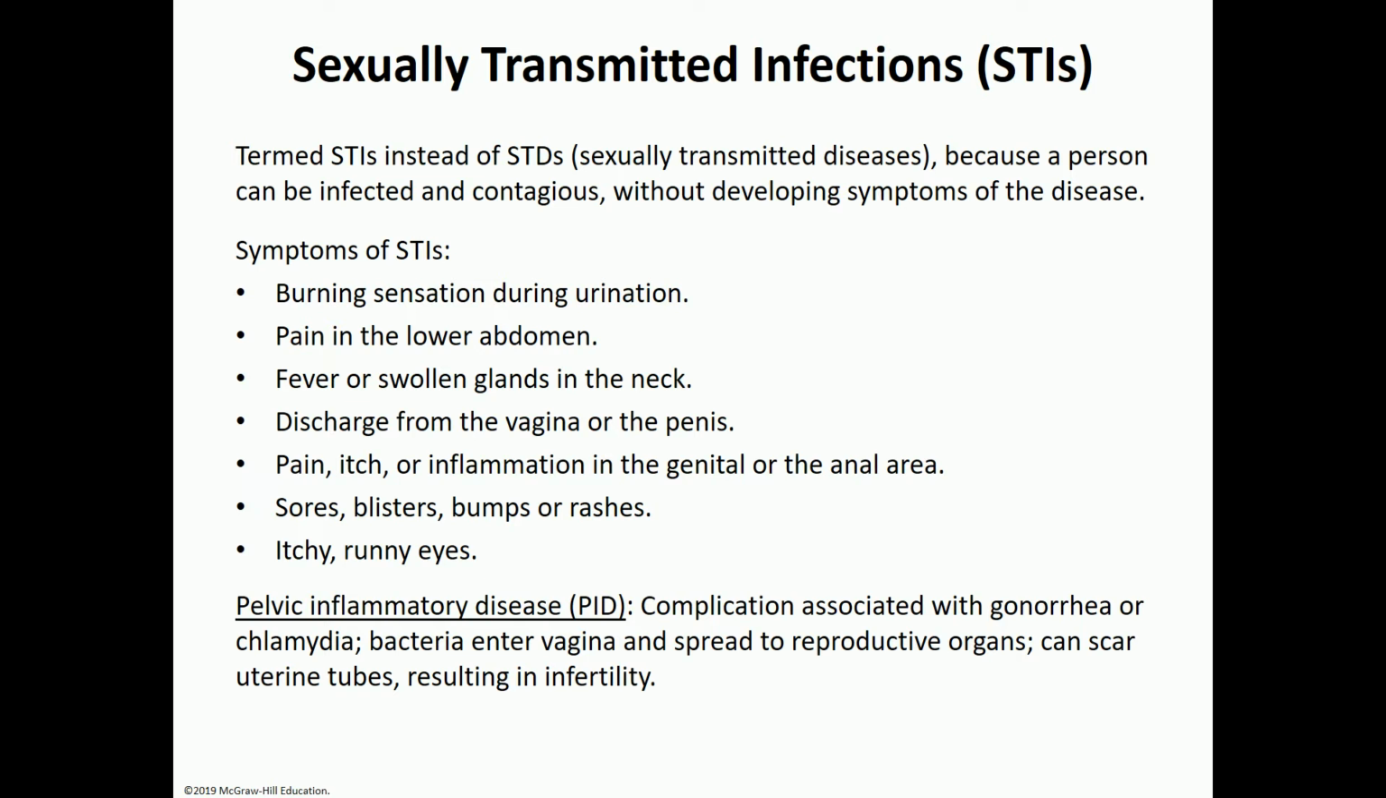A pelvic inflammatory disease or a PID is a complication of some of these STIs, for example, gonorrhea or chlamydia, where those bacteria enter through the vagina, they enter into the rest of the organs, maybe even into the pelvic cavity, and they cause the inflammation, infection. They can cause scarring tissue due to fibrosis, and that can lead to infertility or ectopic pregnancy.